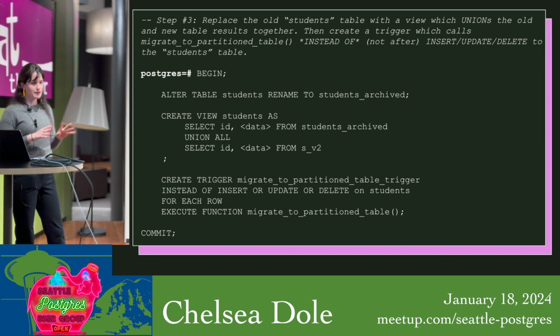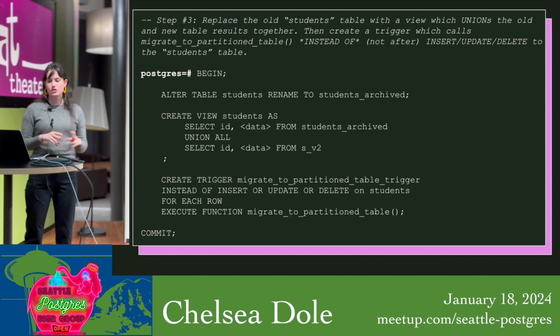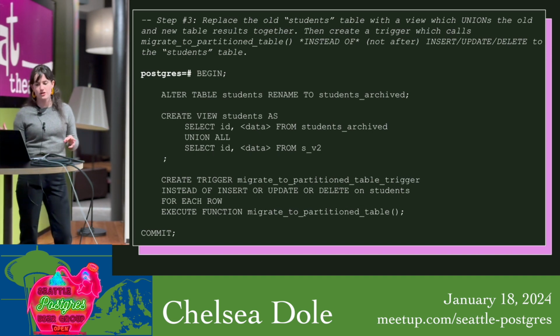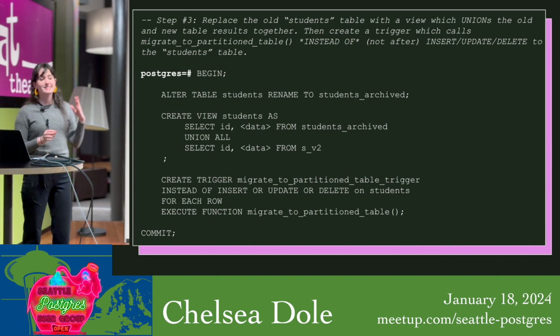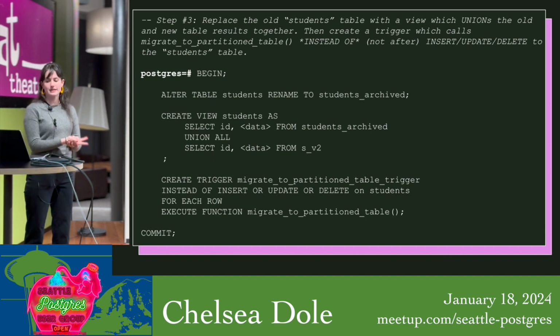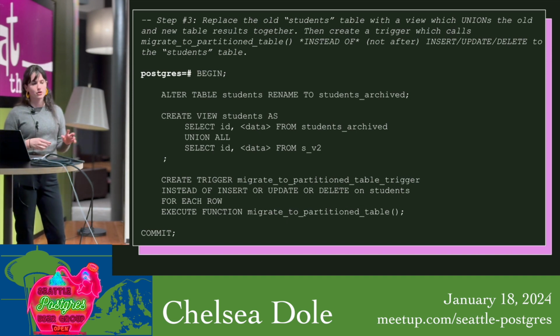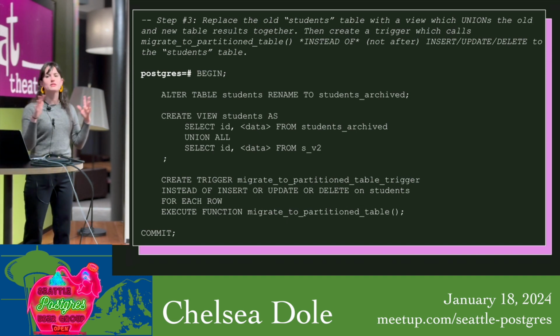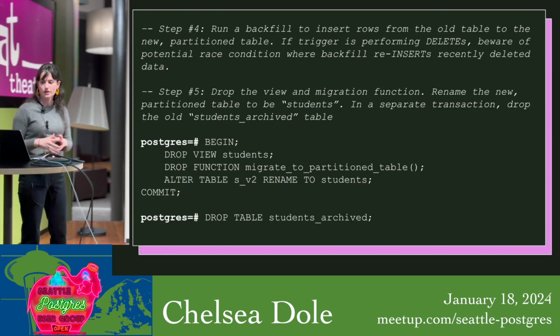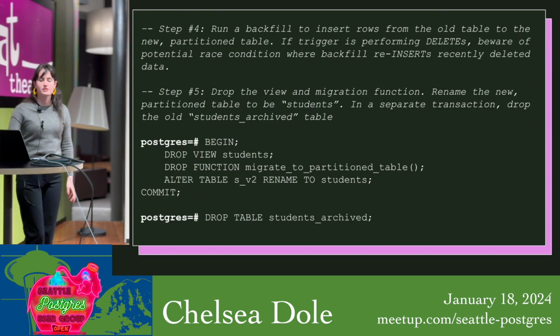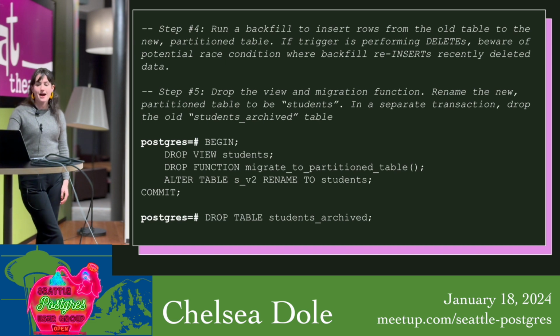Then, finally, same transaction, you're creating a trigger, which in this case I called migrate partition trigger, but whatever you want. And it says, instead of insert, update, delete on students for each row, do this. So before we were saying, in addition to insert, update, delete, do this. Now we're saying, don't do that. Instead of it, do this. And again, the critical part here is that the view just unions everything from both. Once we run that live, we do the same thing. You run a backfill.